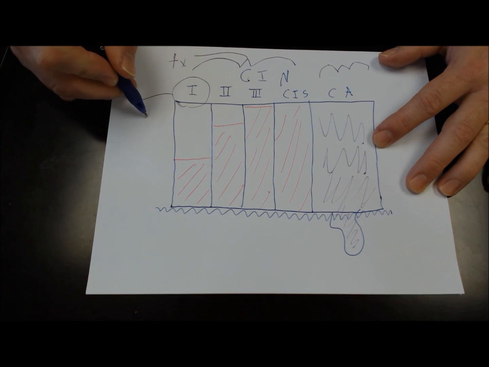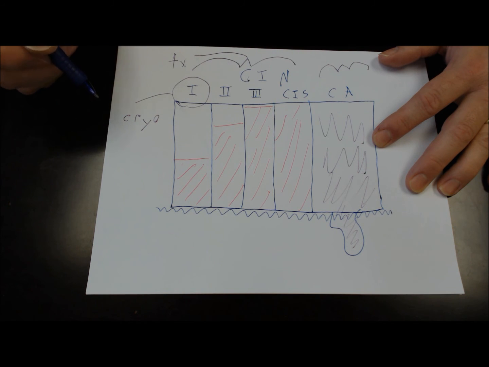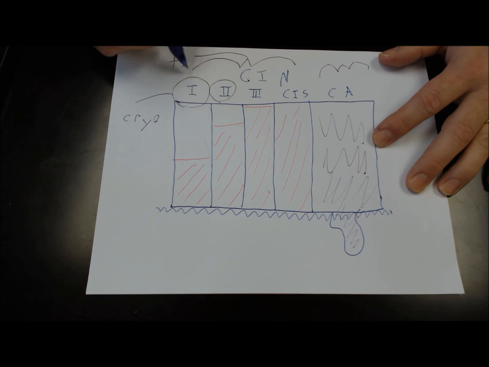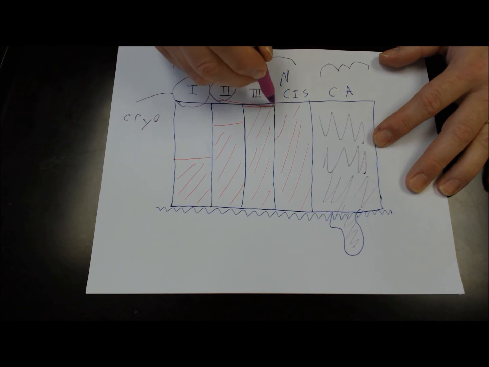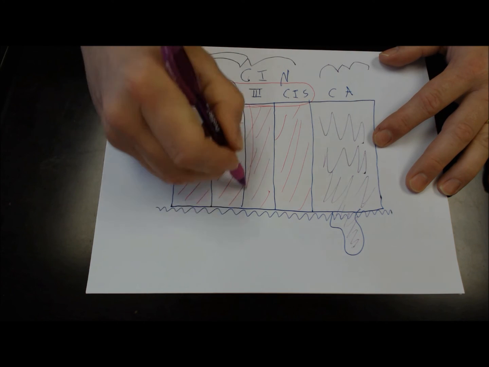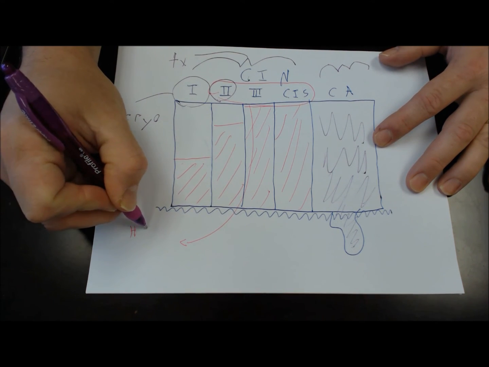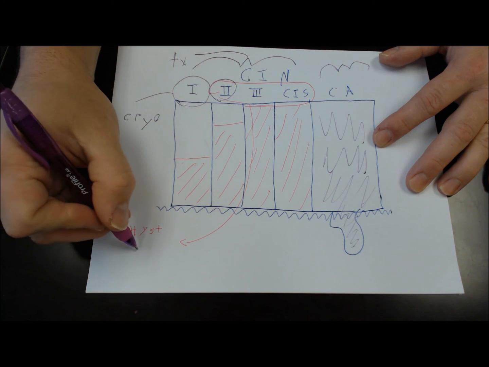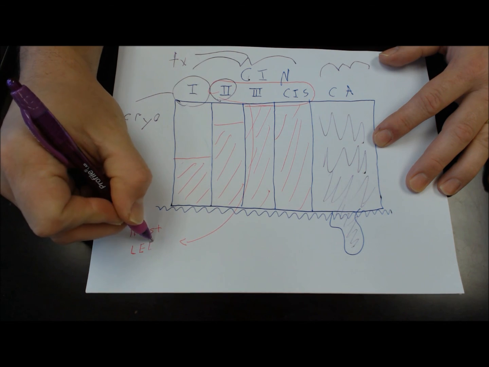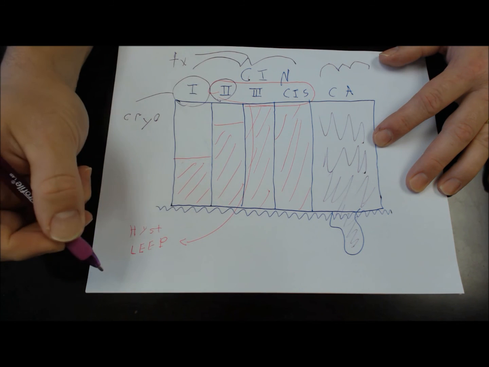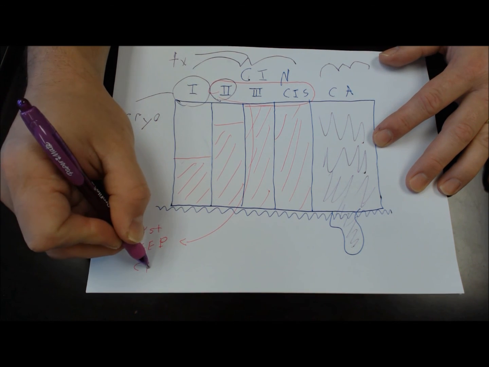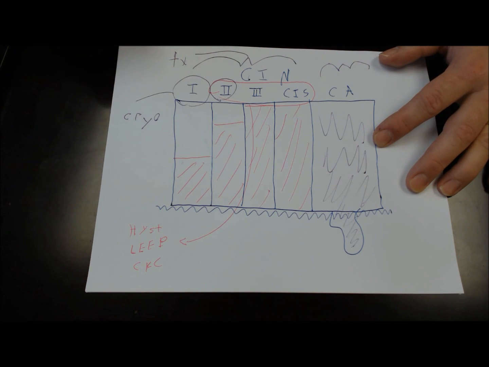CIN1, typically we can do a freezing called a cryotherapy. Occasionally we can do that also with CIN2. Depends on how many babies you've had, things of that nature. CIN2, CIN3, and CIS, we can do several different things. One, you could opt for a hysterectomy. We could do a procedure called a LEEP. Or we could do a thing called a cold knife cone, or CKC is our abbreviation for it, which is basically the same thing as LEEP, but it's done in the operating room.